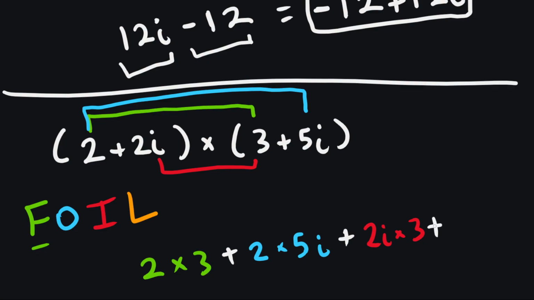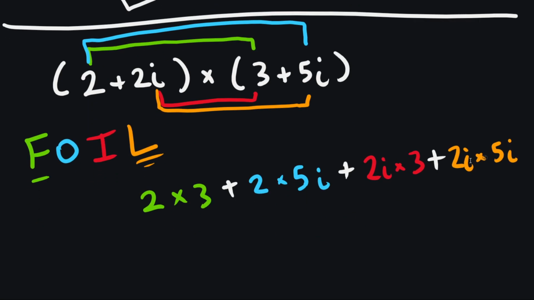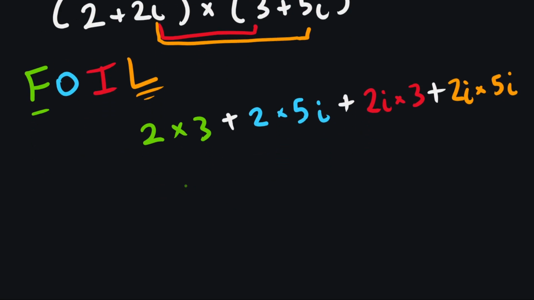Good. Plus, and we're going to move on to L. What does L mean? L means last. So 2i times 5i. Good. So now we have this. Let's go ahead and evaluate it. What is 2 times 3? That is 6. What is 2 times 5i? That is 10i. So plus 10i.